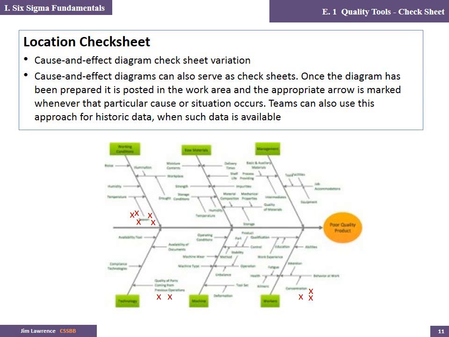A location check sheet can also be on top of a cause and effect diagram. This is a variation of a cause and effect diagram, which we're going over shortly, and you can see where a particular problem is occurring. You can mark it in the area of your causes to your problem.